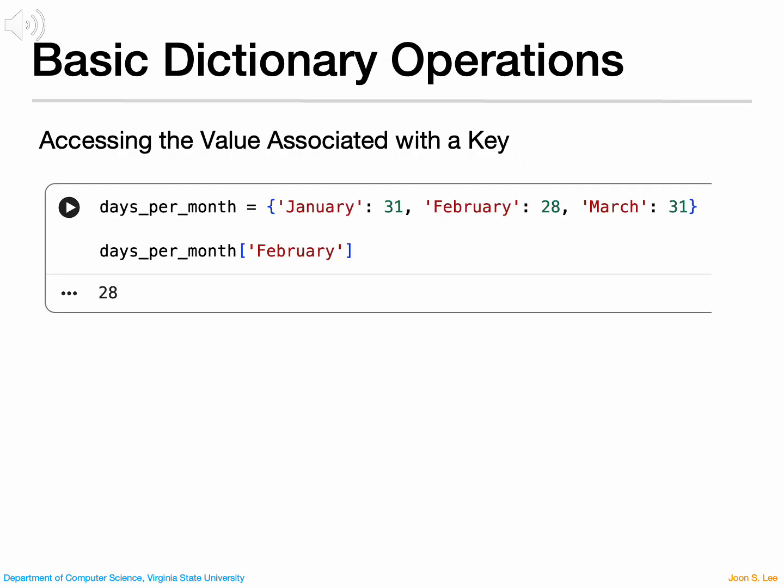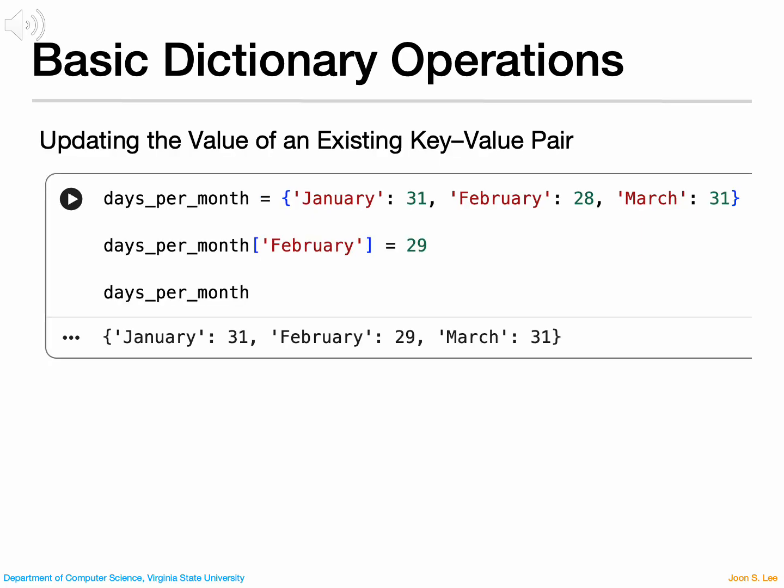and the value. One of the most common operations with dictionaries is accessing a value using its key. To retrieve a value, we place the key inside square brackets after the dictionary name. In this example, the dictionary stores the number of days for each month. By using the key February, Python returns the value associated with that key. The result is 28, which is the value stored for February. This key-based access is what makes dictionaries very efficient for retrieving specific information.